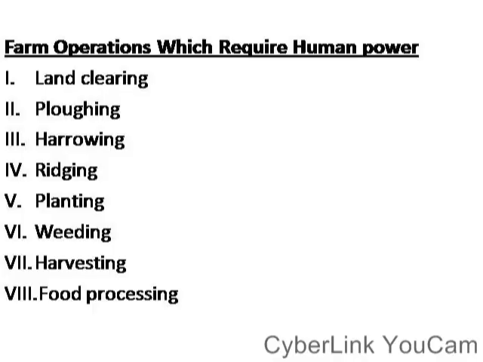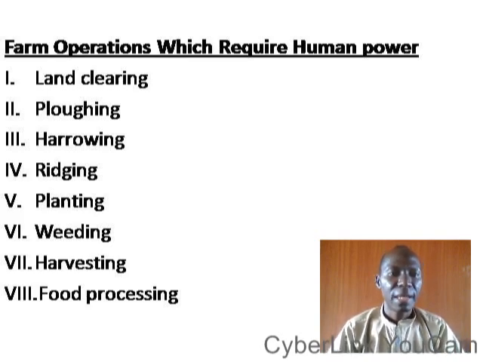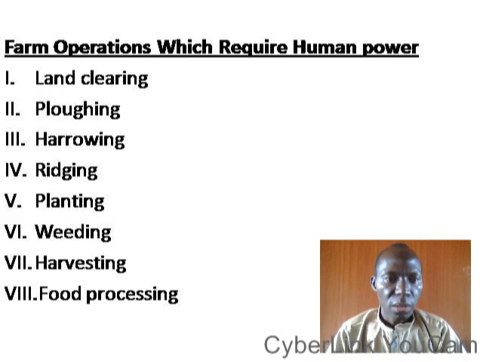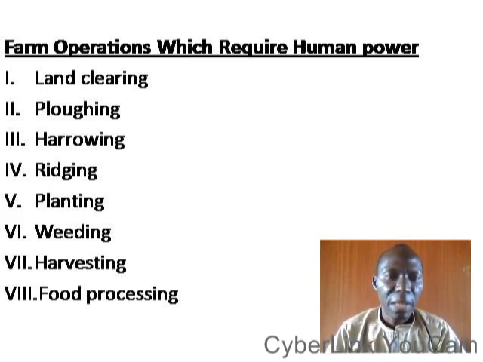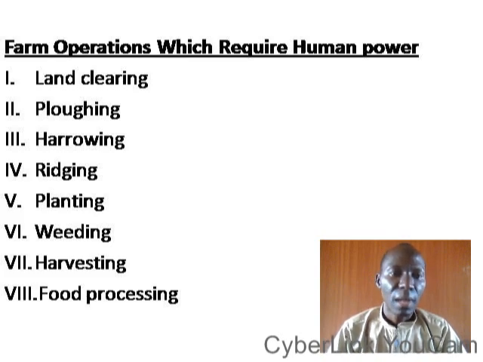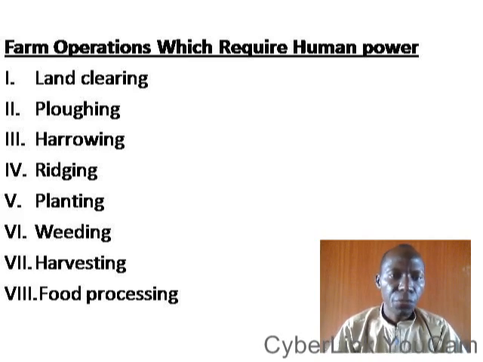Now let us look at the farm operations which require human power. One is land clearing. A human being can use a cutlass to clear the farmland, to remove the trees and the bush. Two, plowing, that is, to till the soil. You can use a hoe to do the plowing.